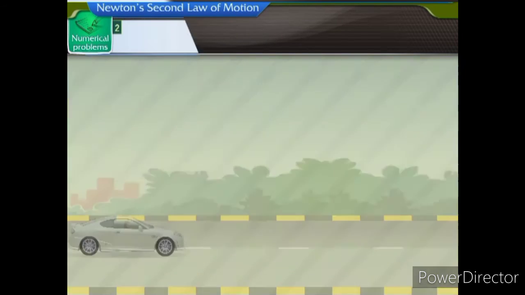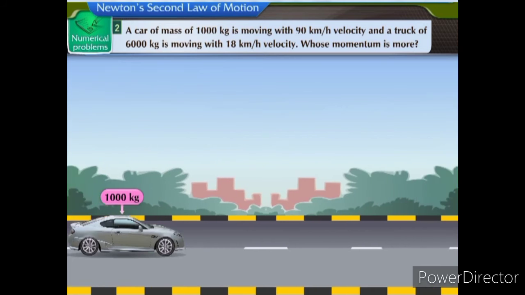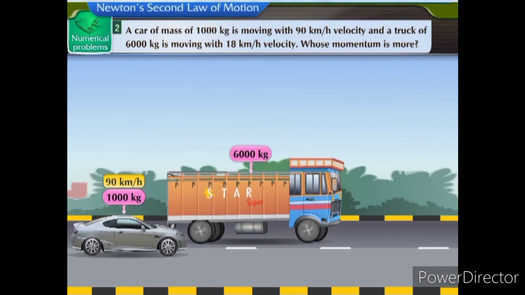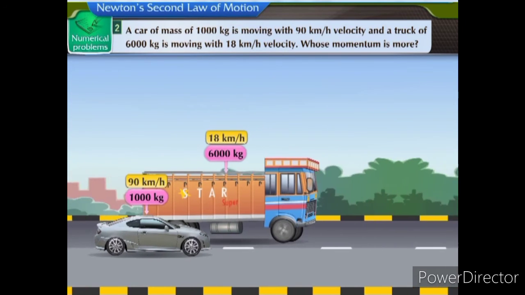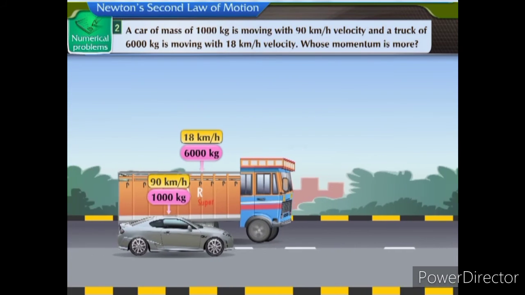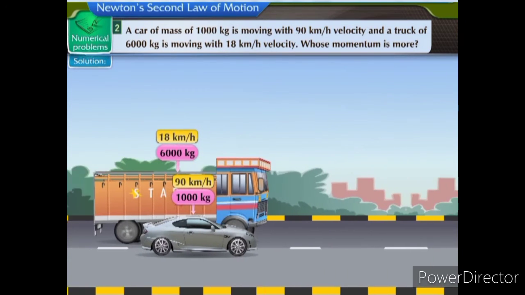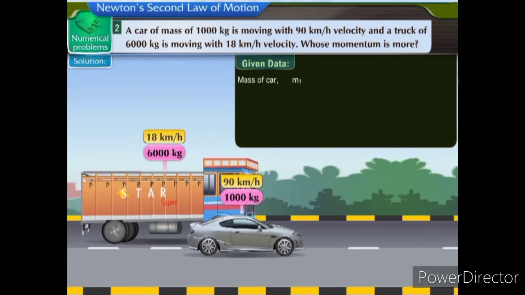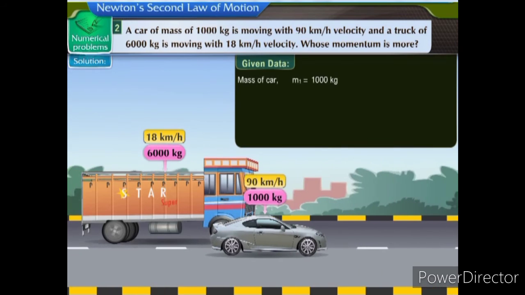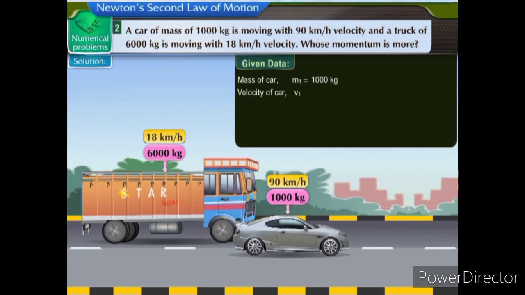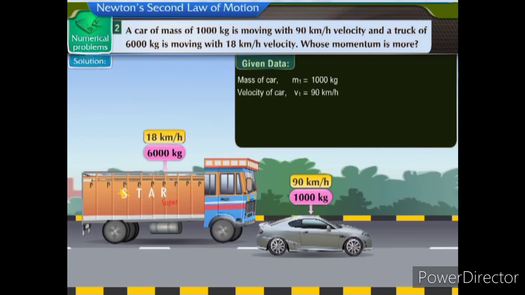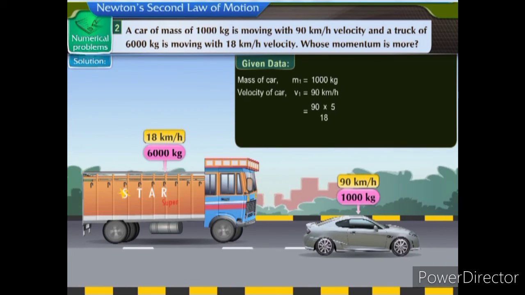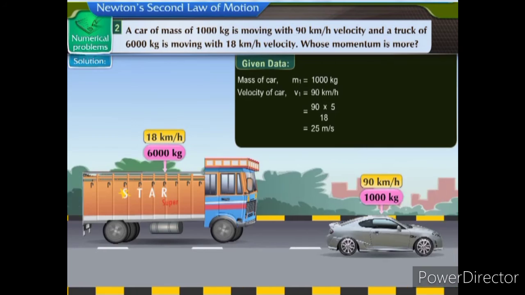2. A car of mass 1000 kilograms is moving with 90 kilometer per hour velocity, and a truck of 6000 kilograms is moving with 18 kilometer per hour velocity. Whose momentum is more? Solution. Given data. Mass of car M1 is equal to 1000 kilograms. Velocity of car V1 is equal to 90 kilometer per hour, which is equal to 90 into 5 divided by 18. So V1 is equal to 25 meter per second.